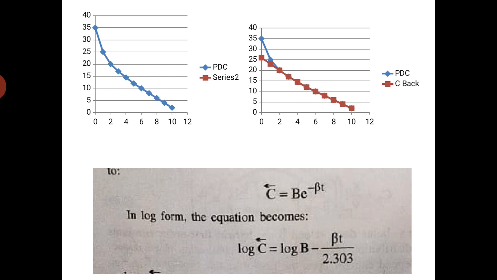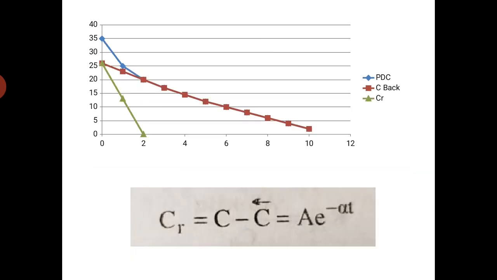So we have an initial concentration C as well as a back extrapolated concentration. From these two concentrations we have to determine the residual concentration. So residual concentration CR is equal to what? CR is equal to C minus C back extrapolated.